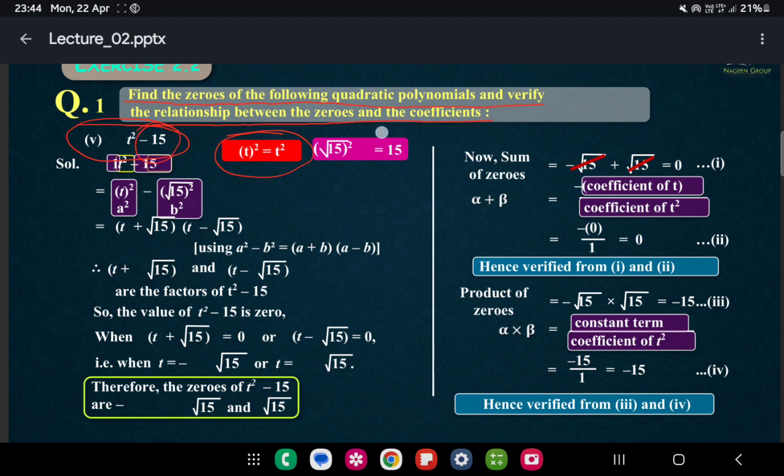That minus 15 we can consider as root 15 whole square. Root 15 whole square is 15 only, because square and the root will cancel each other, then we will get 15 only. Instead of 15 we can take root 15 square also. So we consider it as t square minus root 15 whole square. There is no change that will happen by taking this.